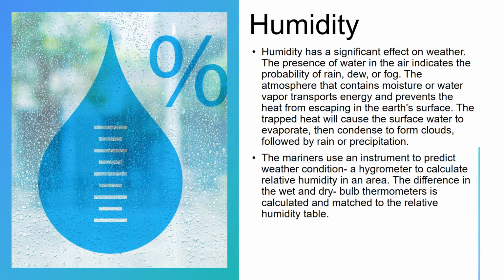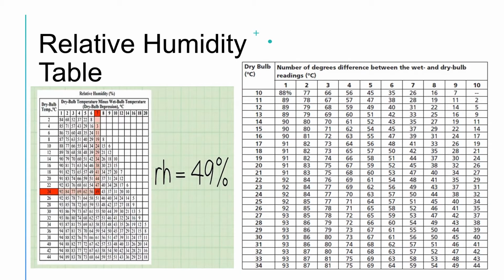Diba? Then, the mariners use an instrument to predict weather conditions, a hygrometer to calculate relative humidity in an area, and the difference in the wet and dry bulb thermometers is calculated and matched to the relative humidity table. So, yung relative humidity table ay ito. We have here the relative humidity table.